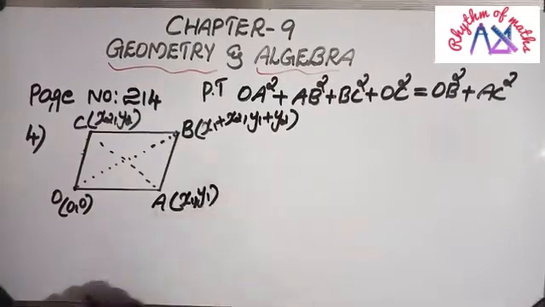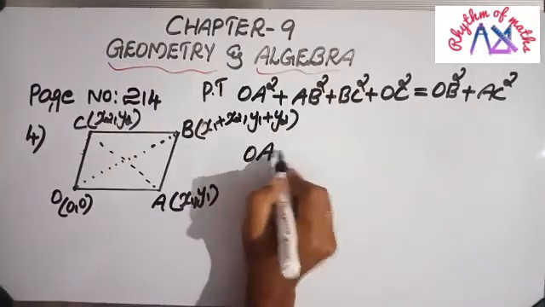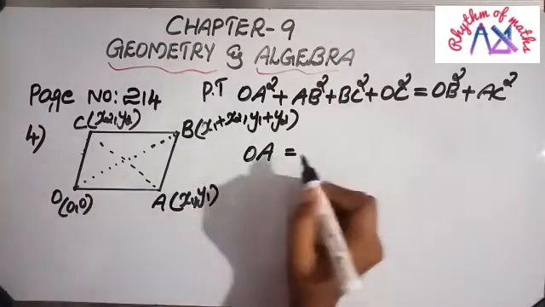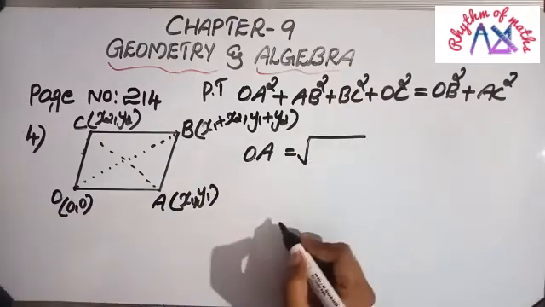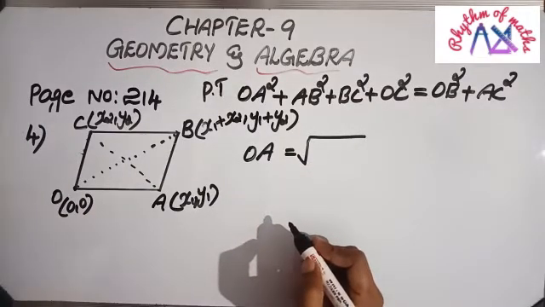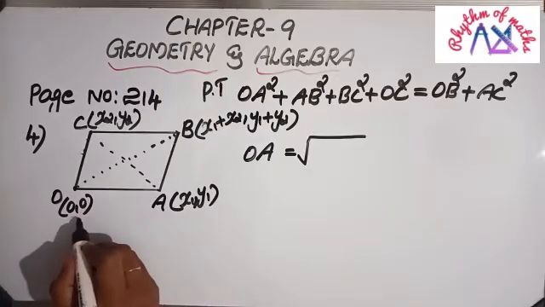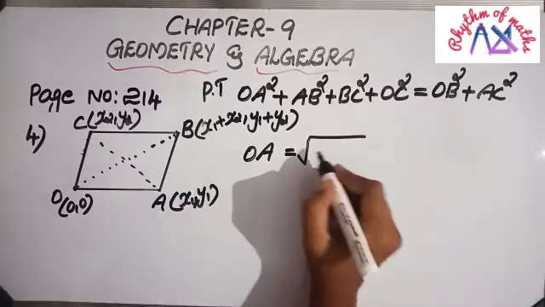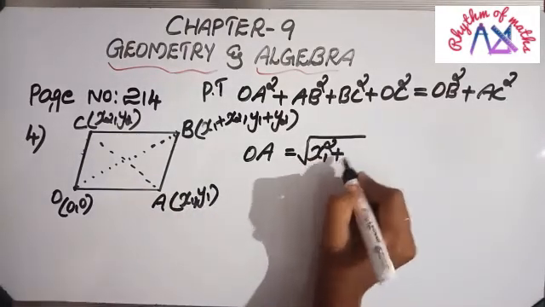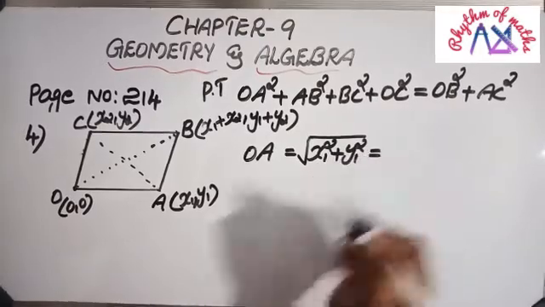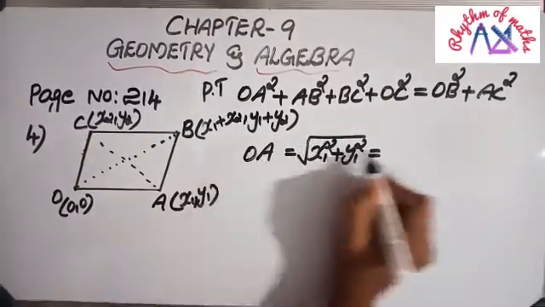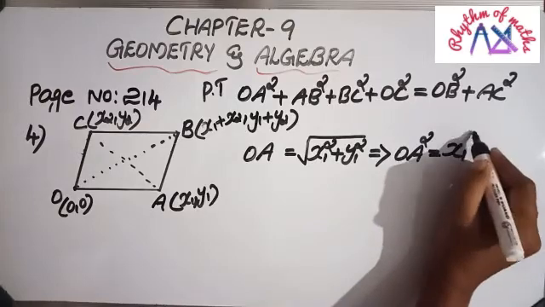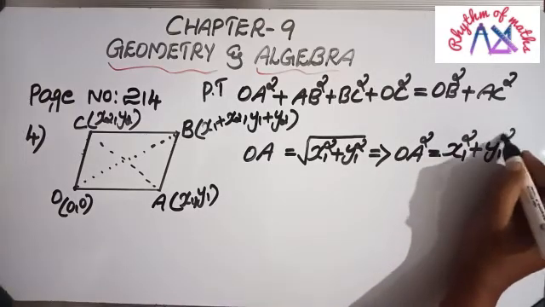Next, let's find each and every side. First, let's find OA, the distance between O and A. If one coordinate is the origin, what is the equation? Root of x square plus y square is the equation. In the coordinate chapter we learned that the distance between two points with one coordinate as origin is root of x square plus y square. So here x1 and y1, so root of x1 square plus y1 square. Now take this root to this side, so the answer will be OA square equal to x1 square plus y1 square.